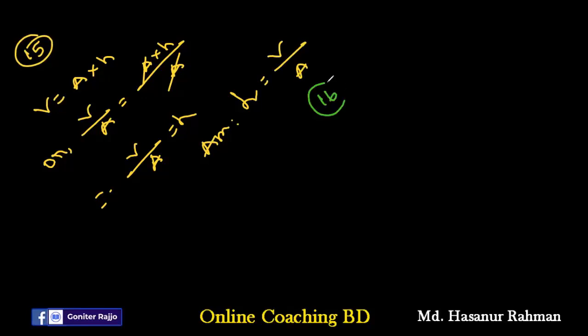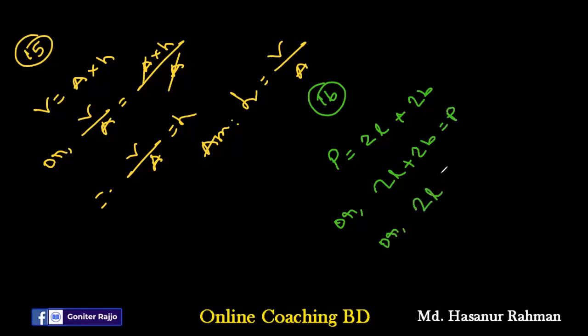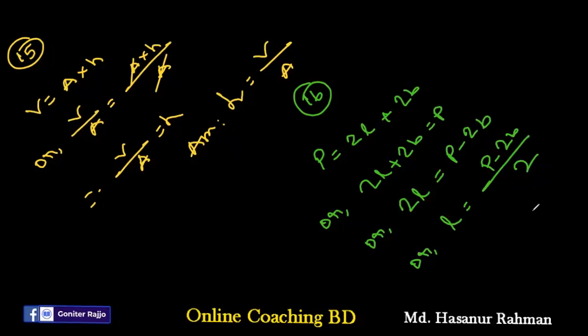Now, number 16. Number 16 says, from the formula for the perimeter of a rectangle, P equal to 2L plus 2B, where L is called the length and B is called the breadth, express L in terms of P and B. So we can write 2L plus 2B equal to P. If we subtract 2B from both sides, we get P minus 2B equal to 2L. Now we have to divide 2 from both sides. Then we get L equal to (P minus 2B) by 2. And that is the required solution.